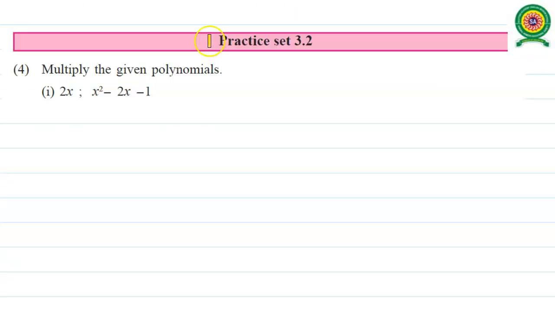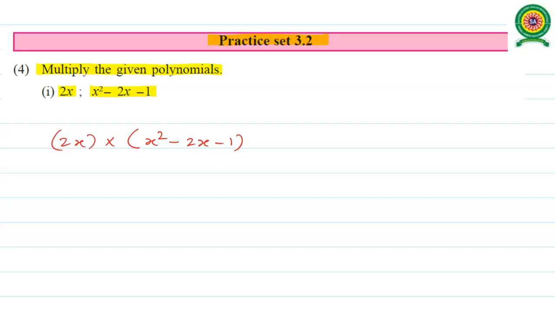Look at the fourth sub question from practice set 3.2. Multiply the given polynomials. The first polynomial is the monomial 2x, and the second polynomial is the trinomial x square minus 2x minus 1. So now we have 2x as the first polynomial, multiplied by the second polynomial x square minus 2x minus 1.